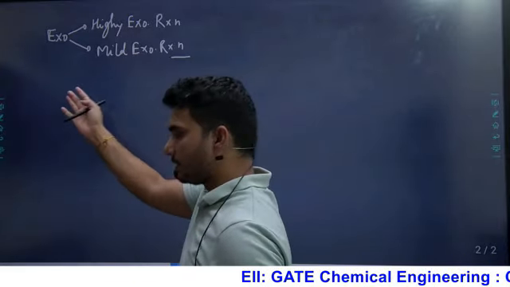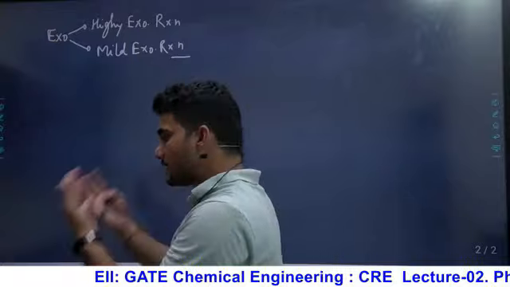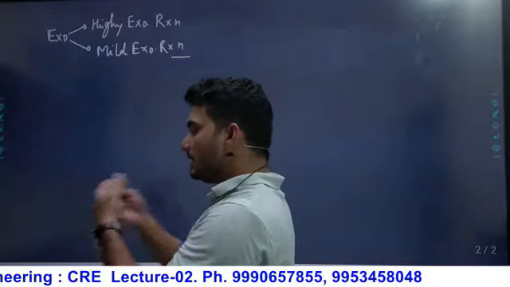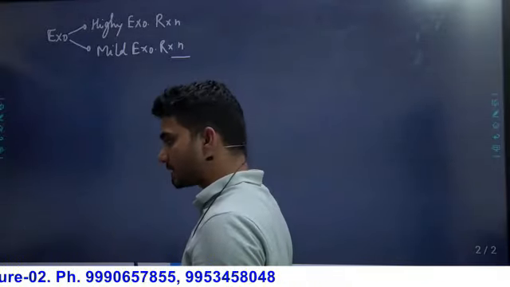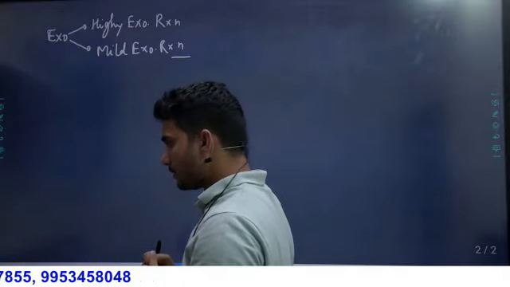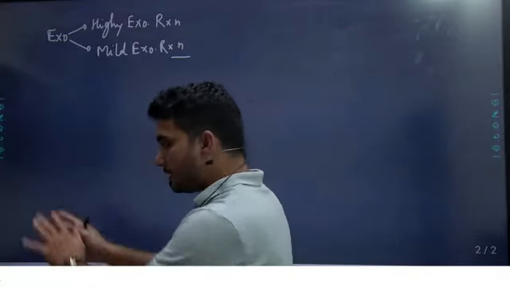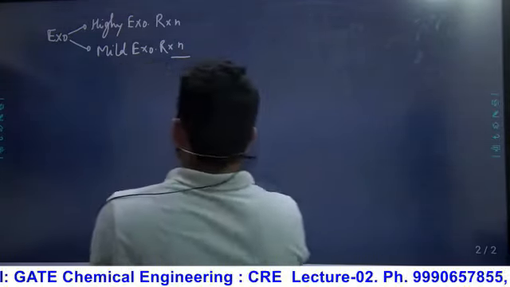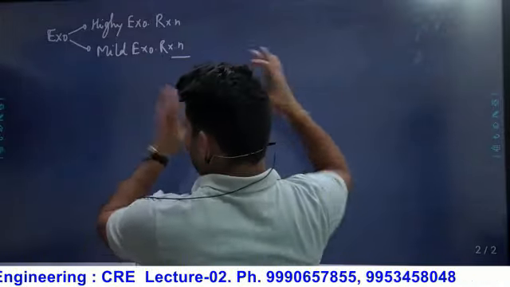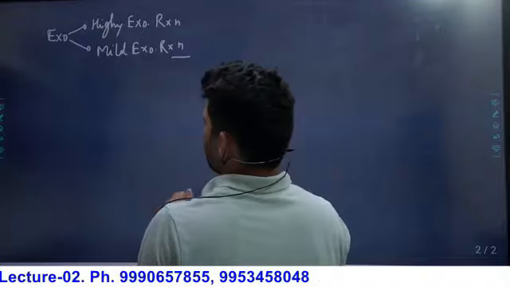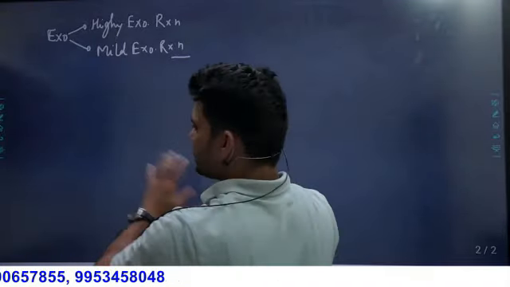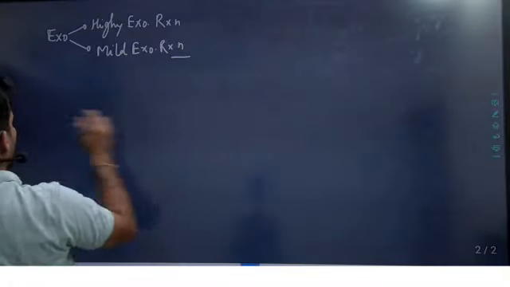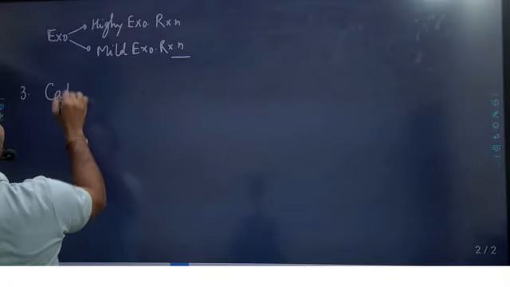Similarly for a mild endothermic reaction, we can easily supply the heat from the surroundings. But when the heat required for the reaction is very high, in a highly endothermic reaction, it will be difficult to supply the heat in such a large amount to the reaction vessel. We will discuss all these reactions later. Some reactions will be highly exothermic, some will be mild exothermic. After that I want to discuss a third type, that is catalytic and non-catalytic reactions.